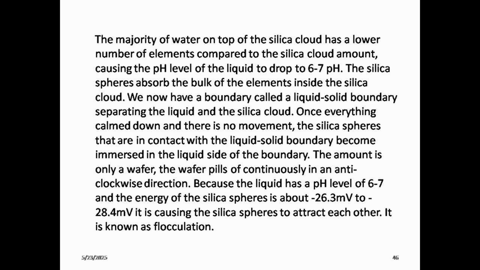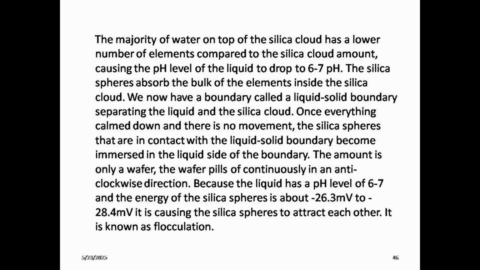The majority of water on top of the silica cloud has a lower number of elements compared to the silica cloud amount, causing the pH level of the liquid to drop to 6 to 7 pH. The silica spheres absorb the bulk of the elements inside the silica cloud. We now have a boundary called a liquid-solid boundary separating the liquid and the silica cloud. Once everything calmed down and there is no movement, the silica spheres that are in contact with the liquid-solid boundary become immersed in the liquid side of the boundary.